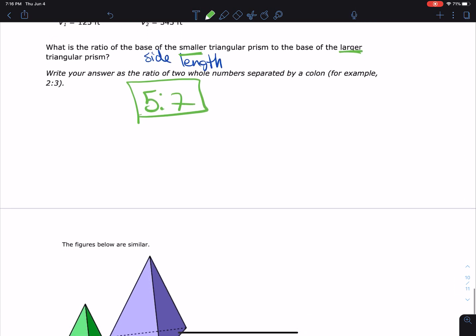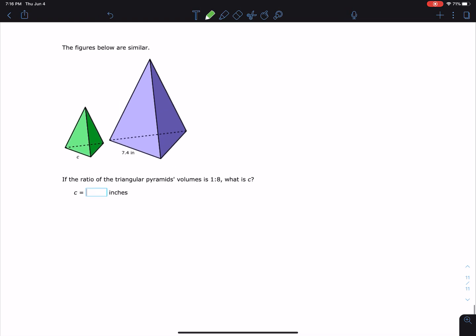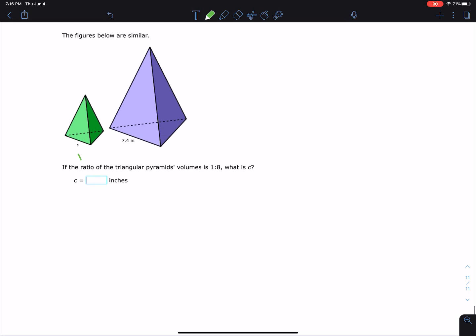There we go. All right, guys, try this one on your own and push play when you're ready. This is our last one. Okay, if the ratio of the triangular pyramid's volume is 1 to 8, what is C? So C is representing a side length, and the volume is a 1 to 8 ratio. So we're doing side length to volume, and volume's cubed.